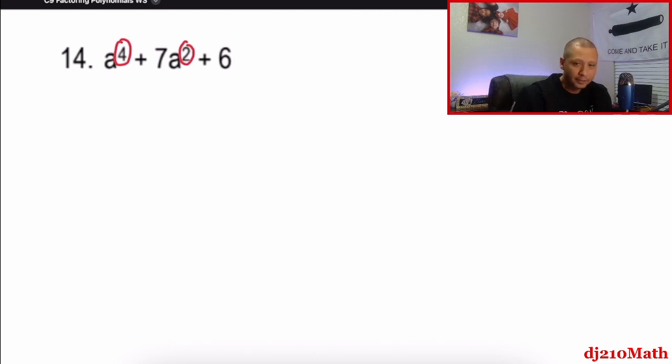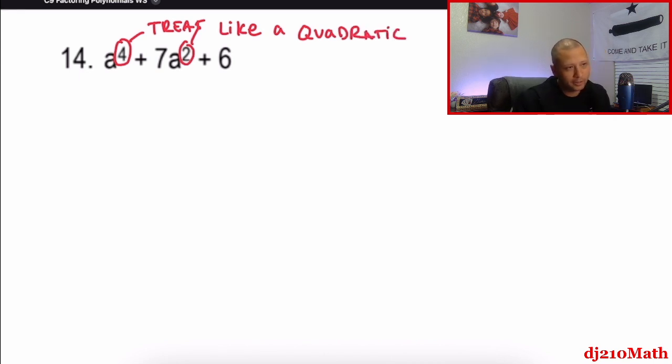Or, ideal situation would be a squared plus 7a plus 6, right? But in this case, it's going to be a to the fourth, 7a squared. So this could be a to the sixth plus 7a cubed, right? Anytime this is half, then we're going to treat this like a quadratic. Treat it like a quadratic, and it's going to factor.